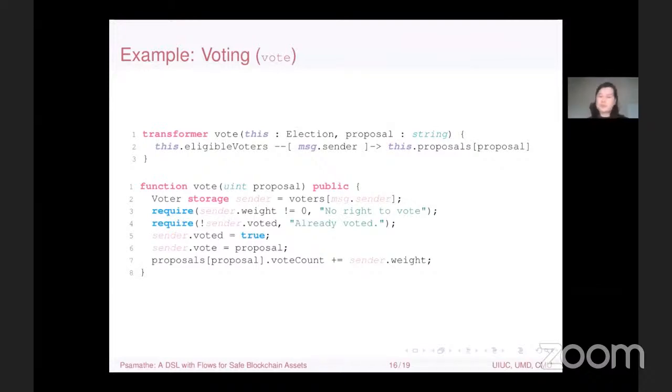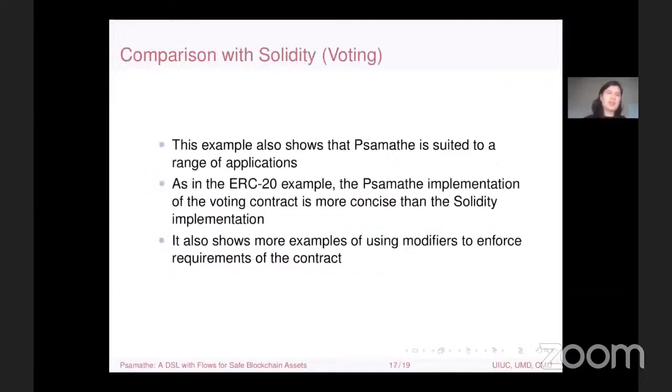The Solidity version does a similar thing where we first look up the voter. We make sure that they have the right to vote and that they haven't yet voted. Then we mark that they have voted, we mark what they voted for, and then we add them to the corresponding proposal vote count. So we can see several things from these examples.